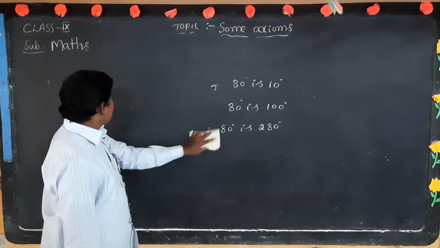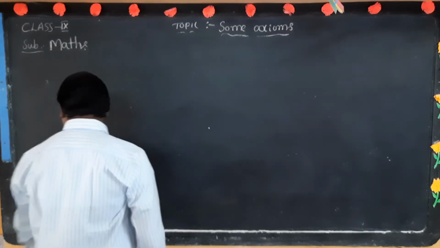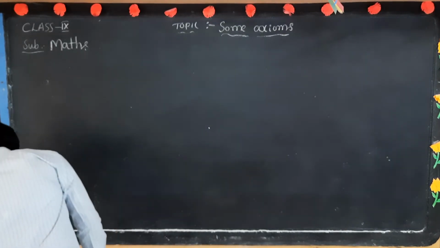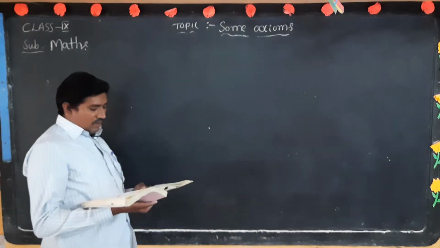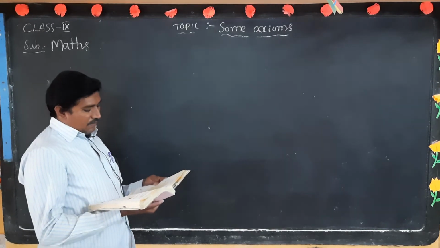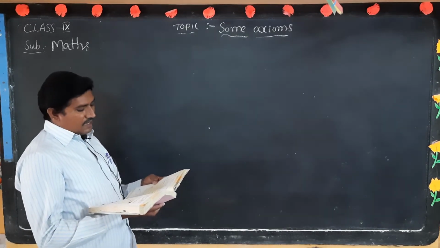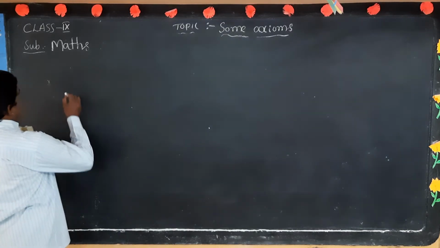And next, in this next topic, see what they have given here. Which of the pairs of angles become complementary and supplementary angles? Complementary, supplementary. They have given three diagrams here.